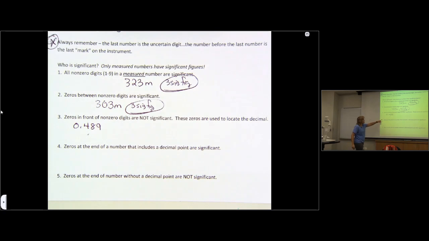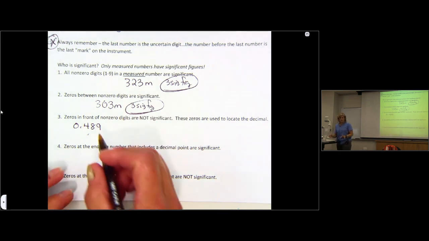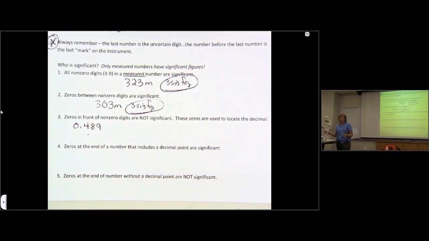We're talking about this 0 right here. So it says zeros in front of non-zero digits are not significant. Now, I think all of us will agree that is not significant. In fact, most of you would say it's not important. In fact, many of you would leave it off. Let me warn you, don't.